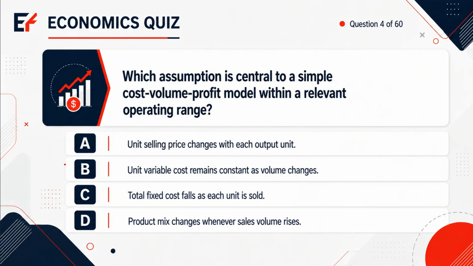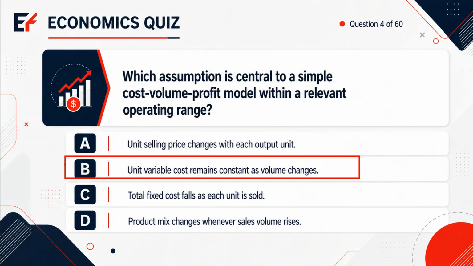Question 4. Which assumption is central to a simple cost-volume profit model within a relevant operating range? A. Unit selling price changes with each output unit. B. Unit variable cost remains constant as volume changes. C. Total fixed cost falls as each unit is sold. D. Product mix changes whenever sales volume rises. The correct answer is B.